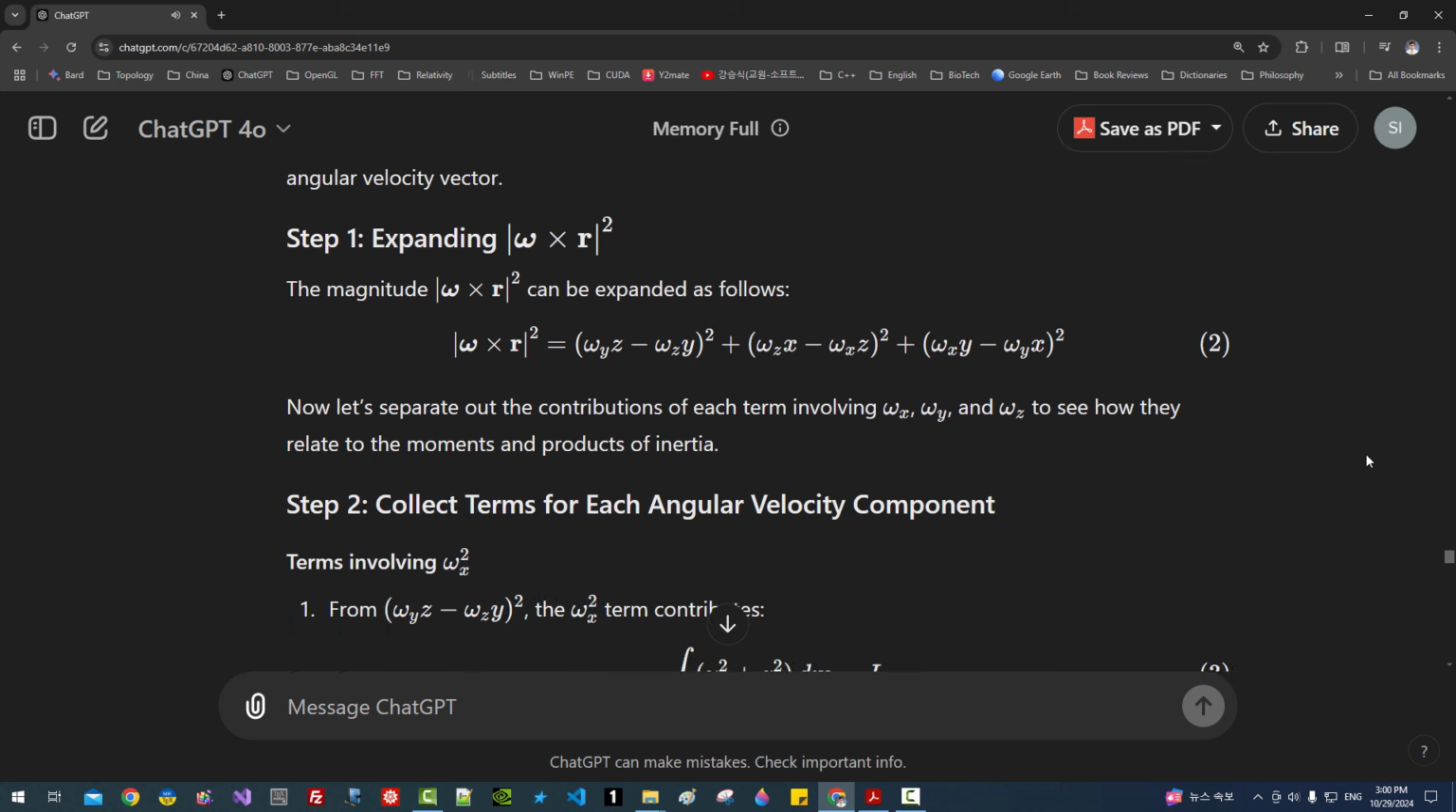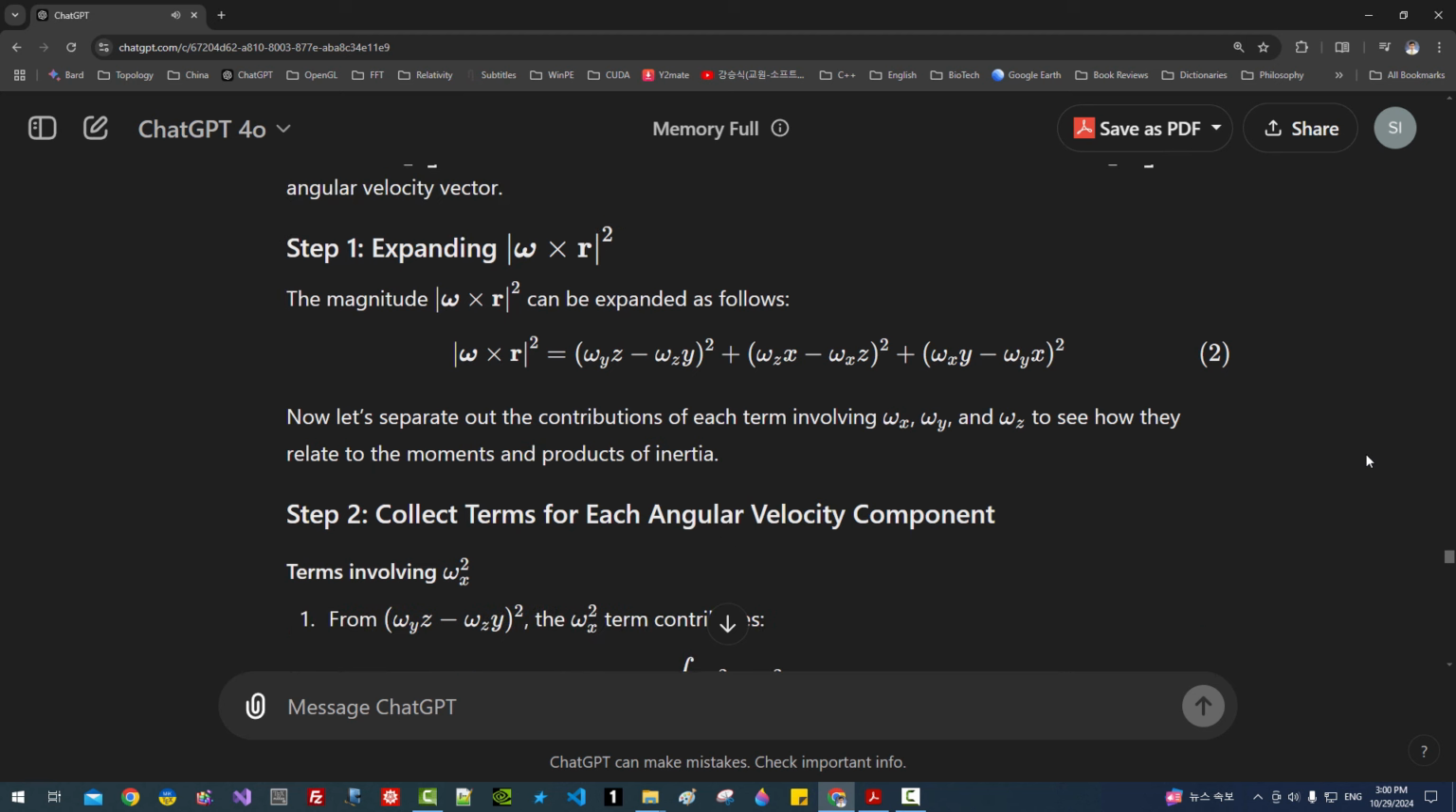Step 1. Expanding (ω × r)². The magnitude (ω × r)² can be expanded as follows: (ω × r)² equals (ω_y z − ω_z y)² plus (ω_z x − ω_x z)² plus (ω_x y − ω_y x)². Now let's separate out the contributions of each term involving ω_x, ω_y, and ω_z to see how they relate to the moments and products of inertia.